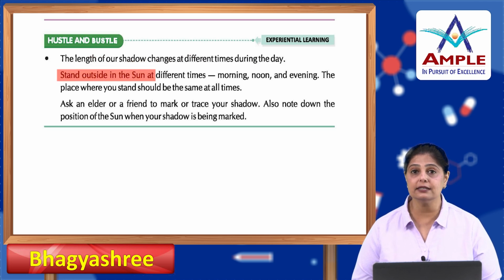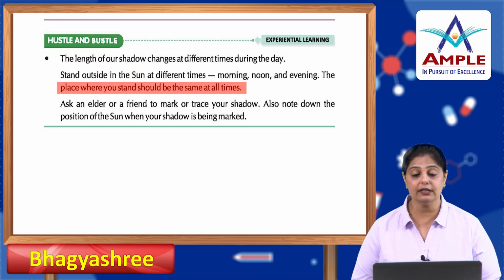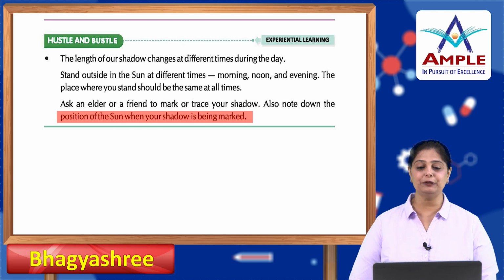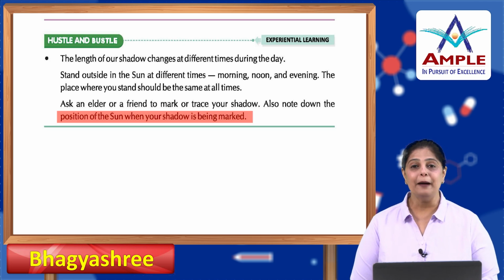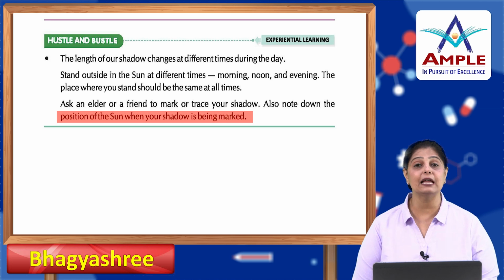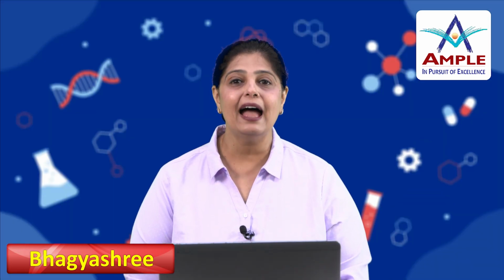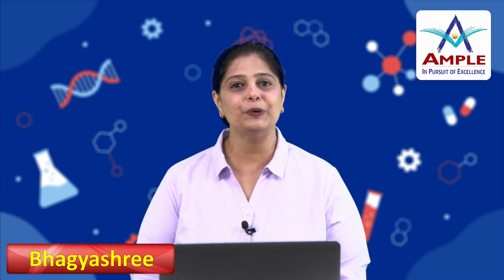Hustle and bustle. The length of a shadow changes at different times during the day. Stand outside in the sun at different times, morning, noon and evening. The place where you stand should be the same at all times. Ask an elder or a friend to mark or trace your shadow. Also note down the position of the sun when your shadow is being marked. Alright, so try to play this shadow game. But before you start playing these games and making shadows, it's time to reread this chapter and complete the exercises quickly. So get going.